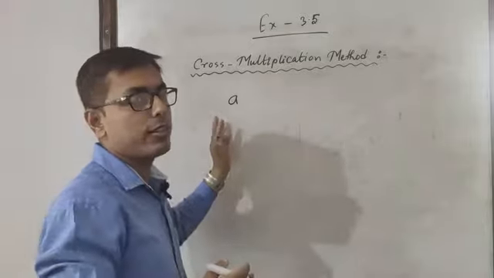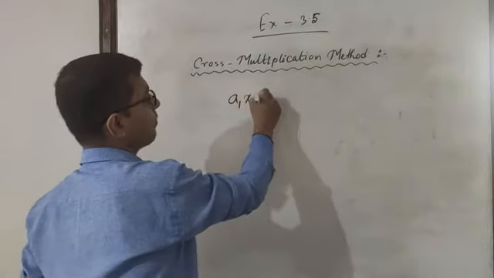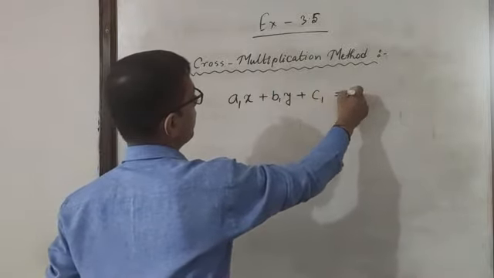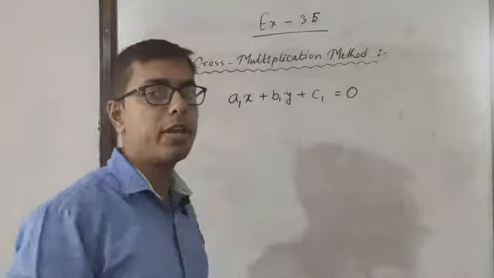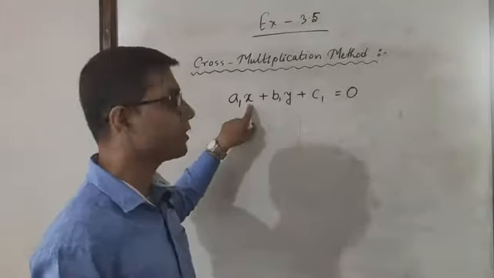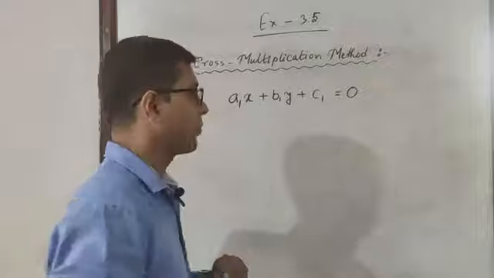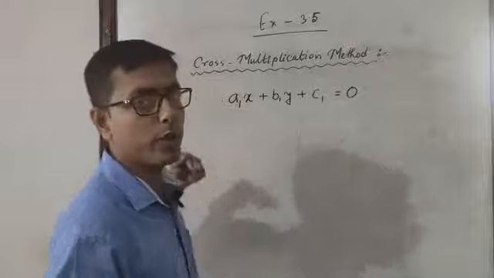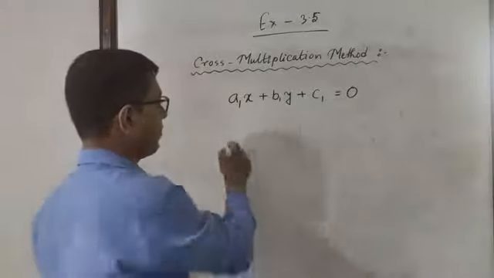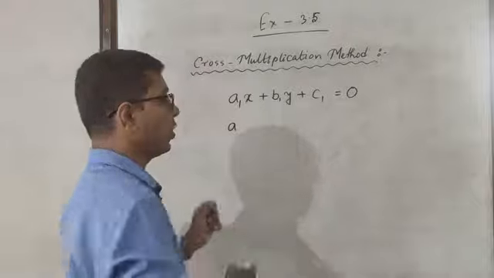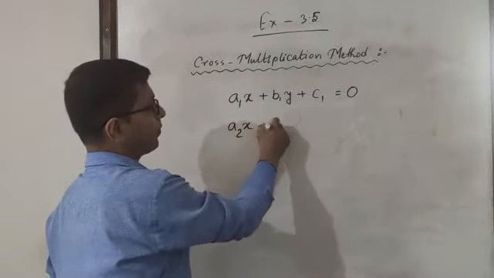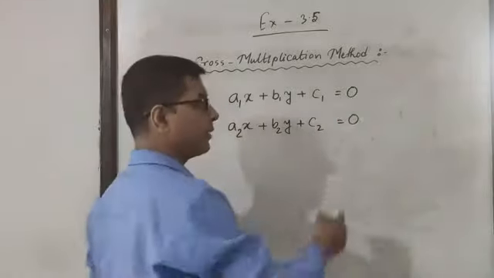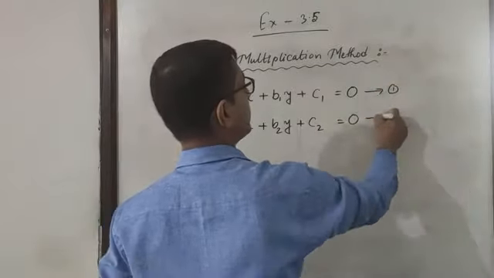A linear equation can be written in the form a1x plus b1y plus c1 is equal to 0, the standard form of a linear equation in two variables. The variables are x and y in this case. As we are talking about a pair of linear equations in two variables, we must have two equations, then only it can form a pair. So for the next equation, we will have a2x plus b2y plus c2 equal to 0 as the second equation. This will be the first equation and this will be the second equation.